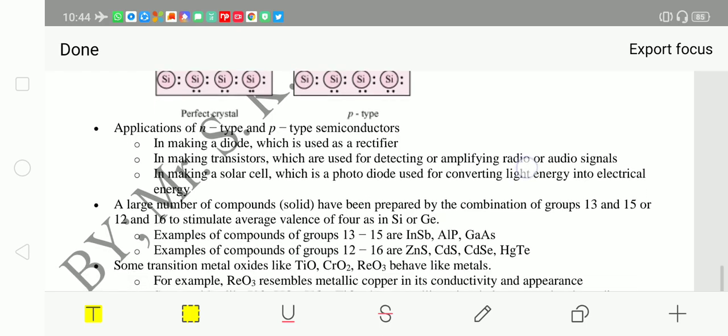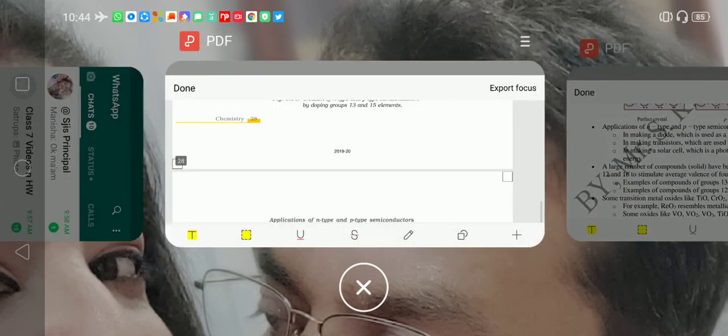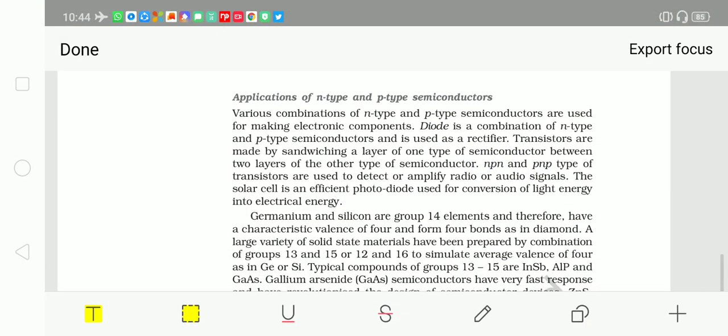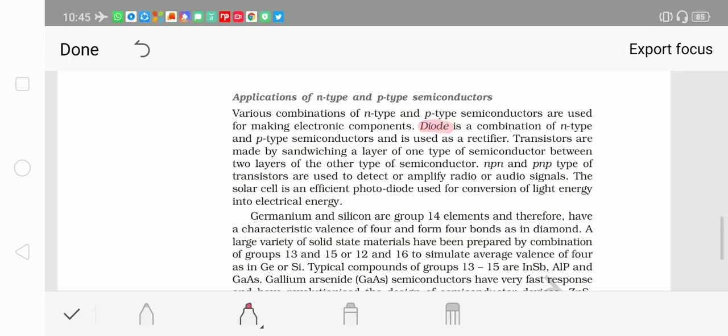Now, application of n type and p type semiconductors, where they are used. So there are various uses. First of all, they are used as a diode: when one n type and one p type semiconductor are joined with each other, they form a diode. And the diode is used in rectifiers. What are rectifiers? Rectifiers are devices which are used to convert AC into DC, alternating current to direct current, and also direct current into alternating current.